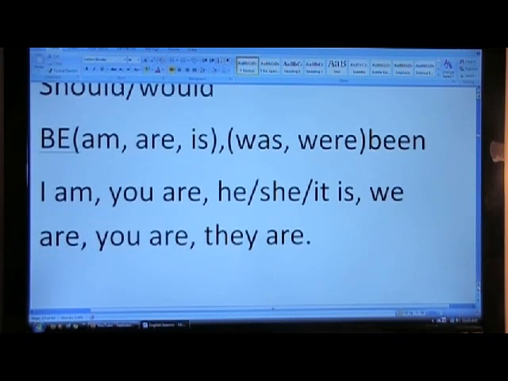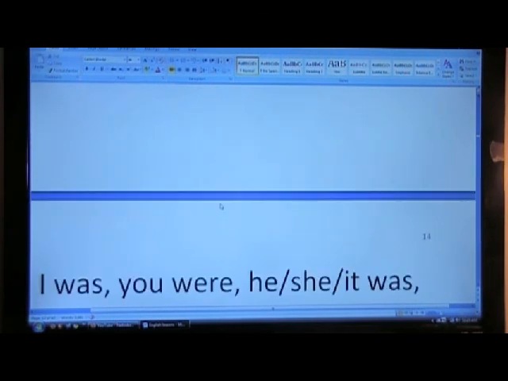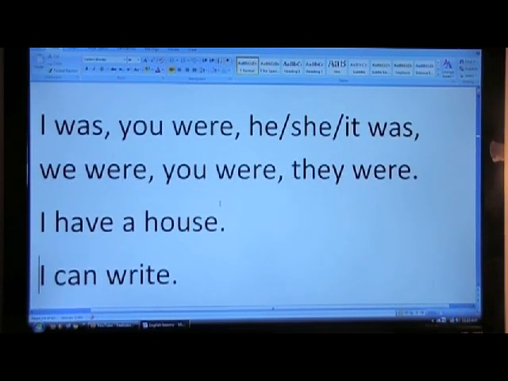Let's use them in a sentence. For example, we say, I am. You are. He, she, it is. We are. You are. And they are. More examples. I was. Now this is the past. I was. You were. He, she, or it was. We were. You were. And they were.